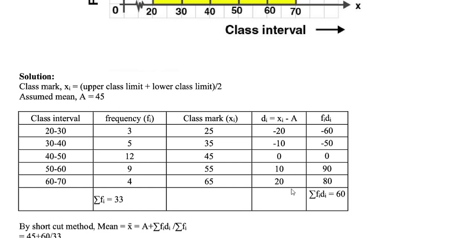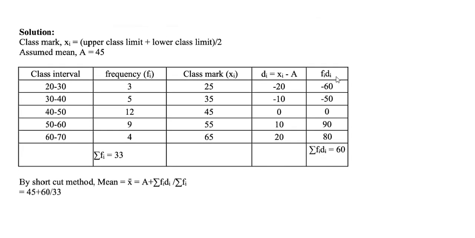The next column is fidi. fi means the frequency column, di means the last column we have just done. So this is a multiplication. 3 into minus 20 comes to minus 60. 5 into minus 10 comes to minus 50. Just like this. After that you have to make the total: summation fidi is equal to minus 60 and summation of fi is equal to 33.